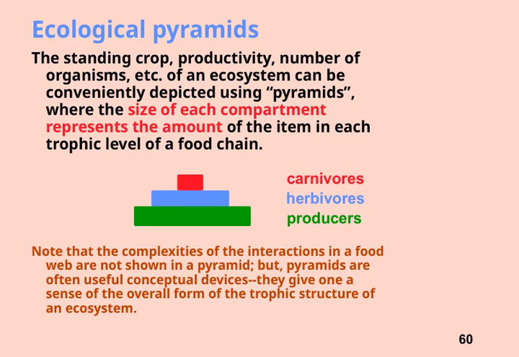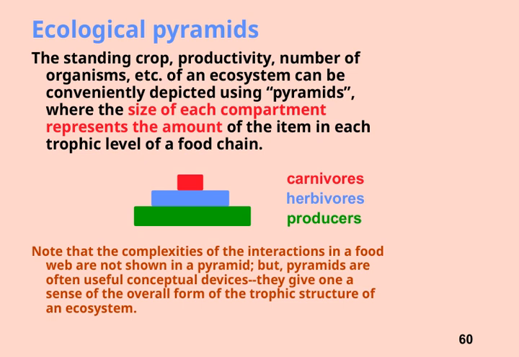Let's talk about ecological pyramids. These are visual tools that help us understand different aspects of an ecosystem, like the standing crop, productivity, or the number of organisms at each trophic level. Imagine a pyramid where each section represents one of these components, and the size of each section reflects how much of that item is present. For example, a larger base might indicate a greater biomass of producers, while the narrower top shows fewer top predators.